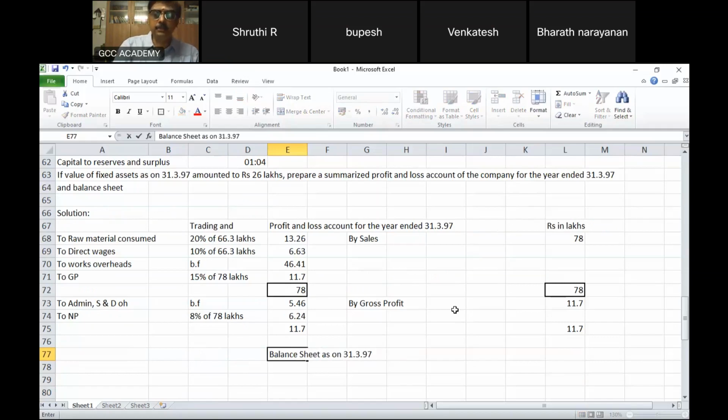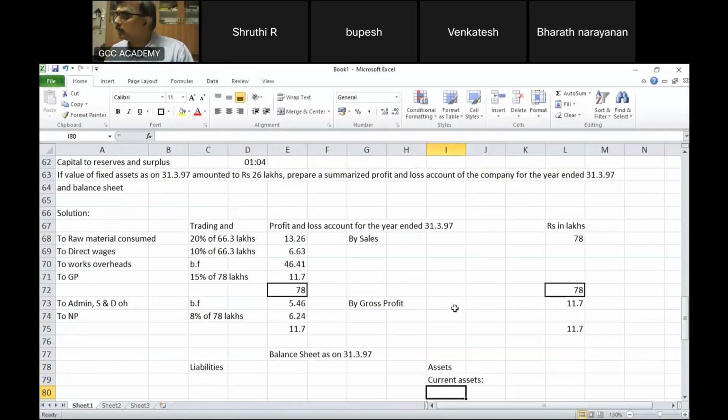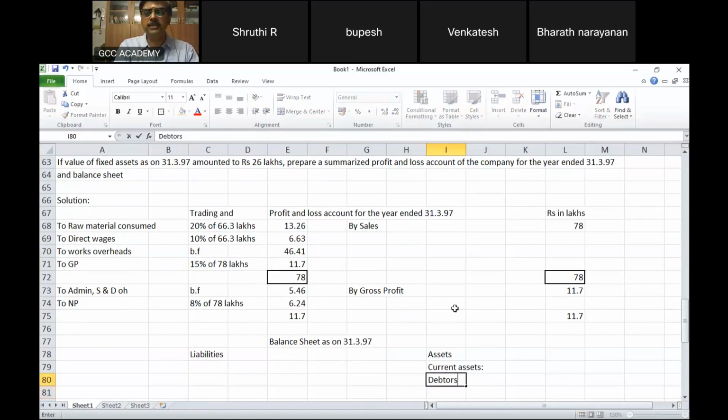So in the balance sheet, debtors, we know assets, liabilities. What is the total current assets? We know. What is debtors? We know. So total current assets available? 22 lakhs, sir. Total current assets 22 lakhs. Very good. Debtors we have found out. How much did we find for debtors? 12,82,000.